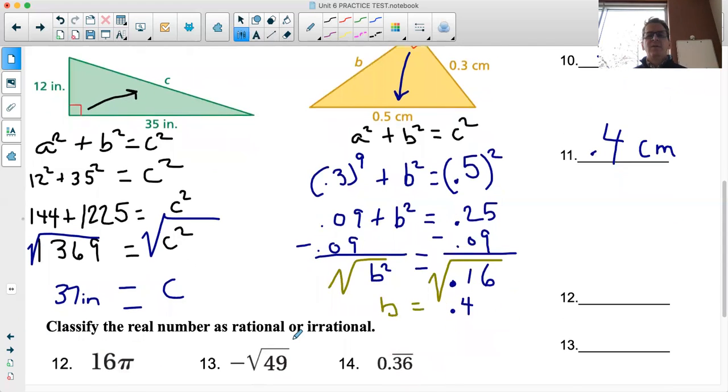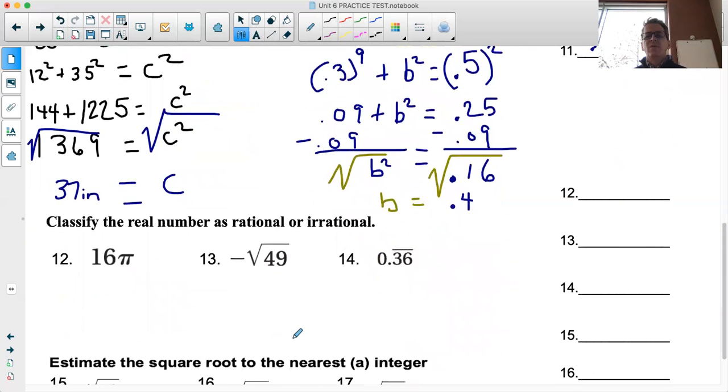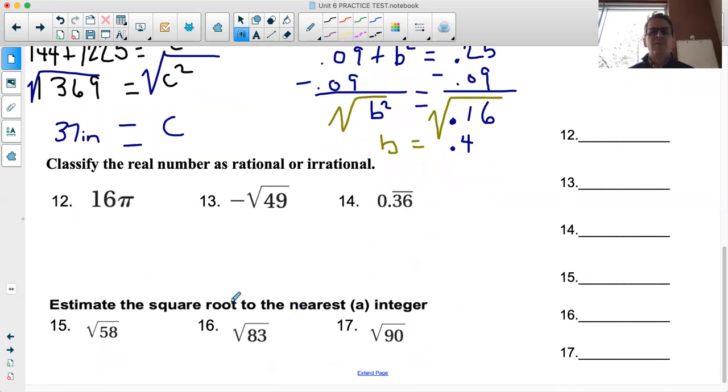Moving on to numbers 12, 13, and 14. We are classifying real numbers, rational or irrational. So if you look at number 12, 16 pi, pi is irrational, and if you multiply anything by an irrational number, you get an irrational product. Irrational.